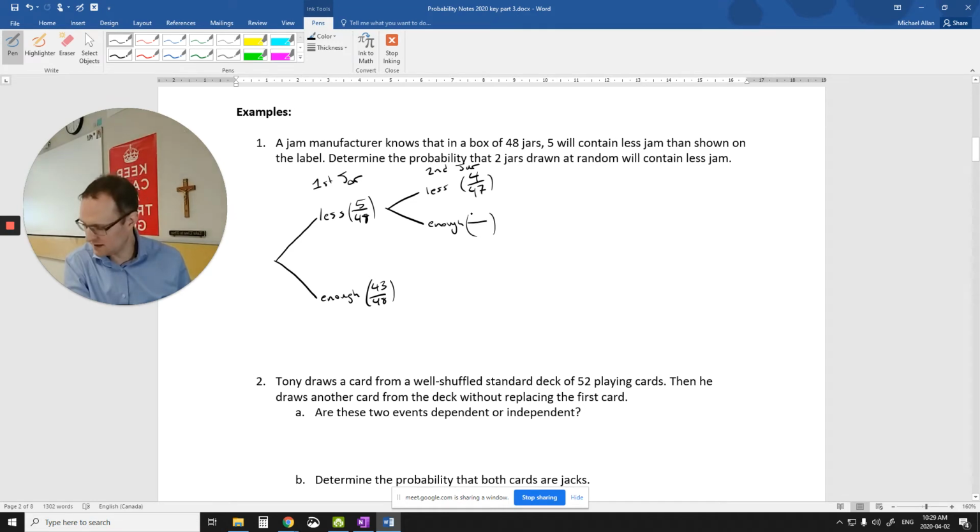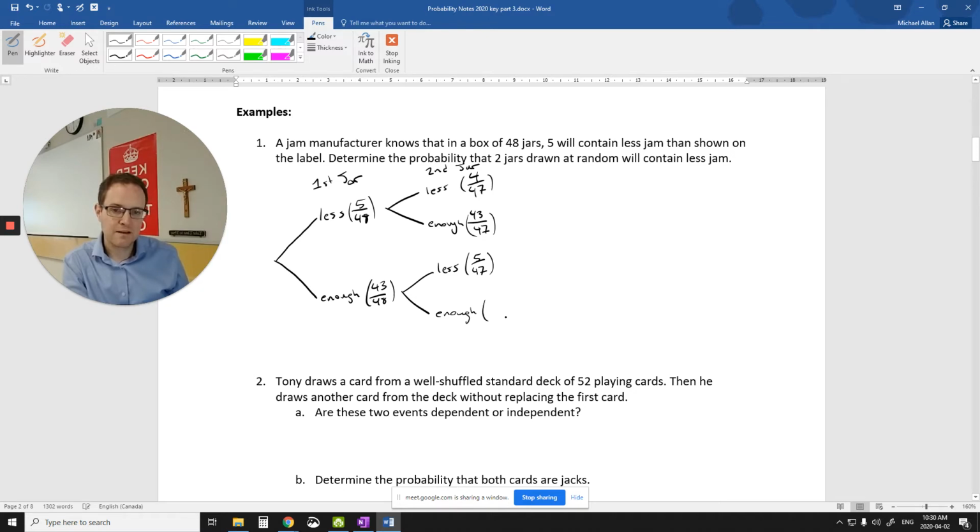And then I can see on the other side here, 43 out of 47. Those other jars, that number hasn't changed. You'll notice there's 43 down here, as there is up here. Because I pulled a less jar out, I didn't pull an enough jar out, so there are still 43 of them in there, but there's one less jar in total. And the same thing happens down here. For the second jar, if I pulled out one that had enough already and put that aside, then the probability of getting something that has less, because I pulled out an enough jar, is that there are still 5 jars that don't have enough in there, and there are 47 of them. And then if I look here, I got enough.